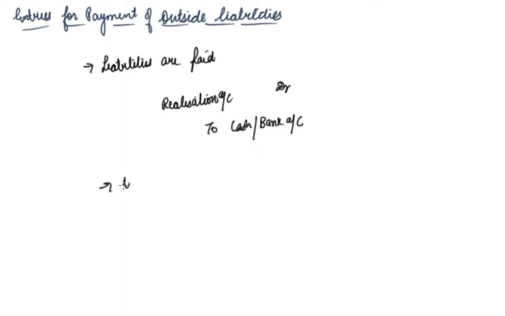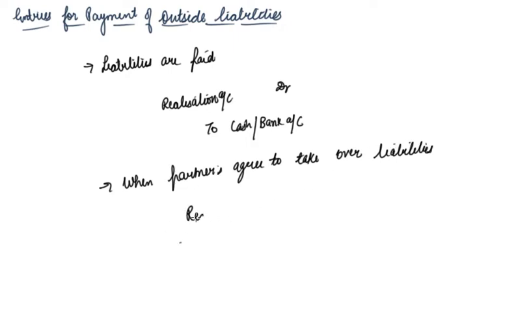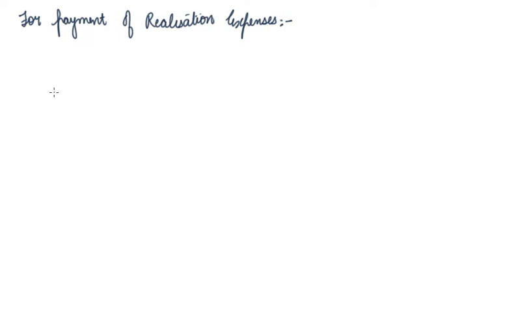When partners agree to take over liabilities, in that case, the entry will be, apart from cash, there will be a partners capital account. Same entry to partners capital account. That's it. Now there are certain realization expenses. So for the payment of these realization expenses, what entries will be passed?